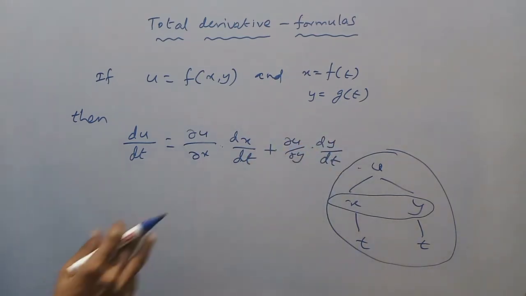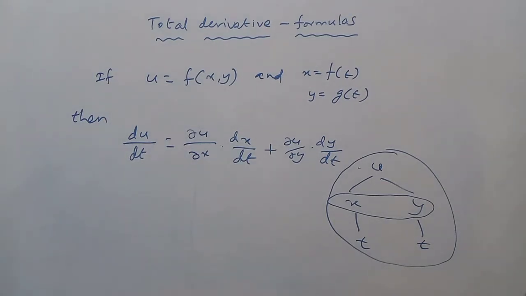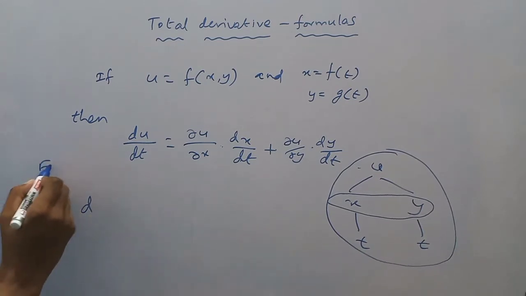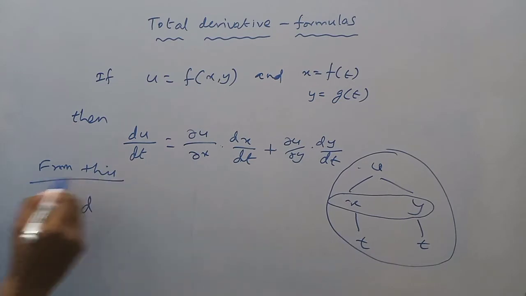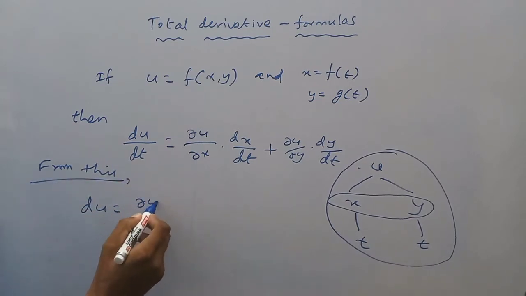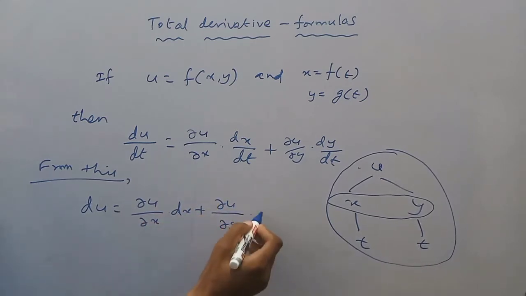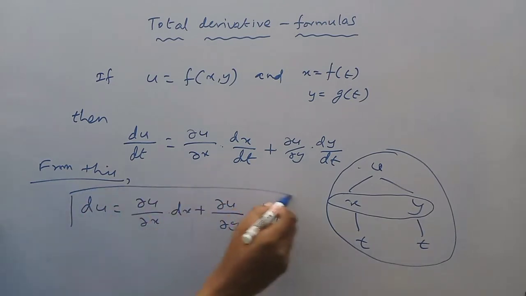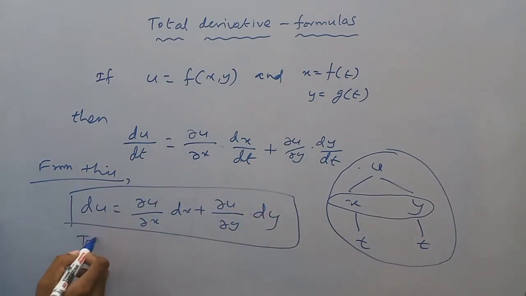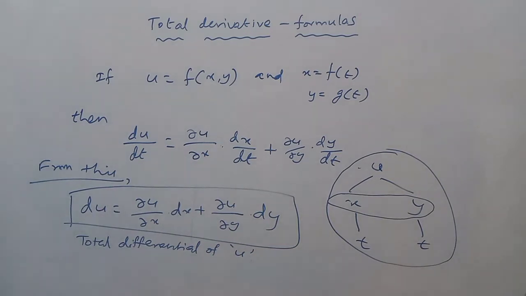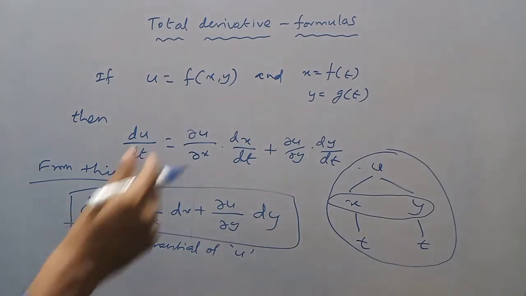From this formula, in differential form, we can write du equals dou u by dou x into dx plus dou u by dou y into dy. This is called the total differential of u. Total differential of u.